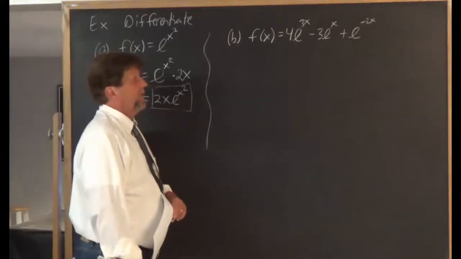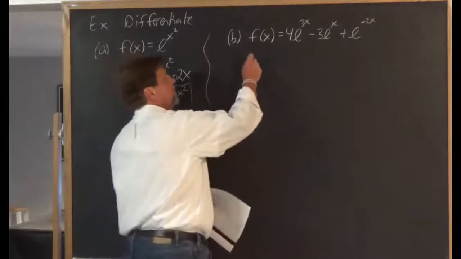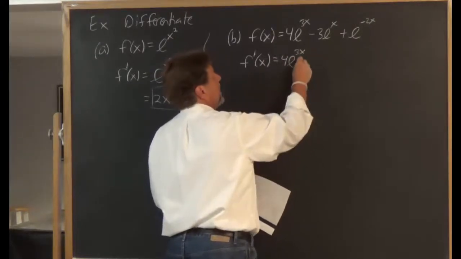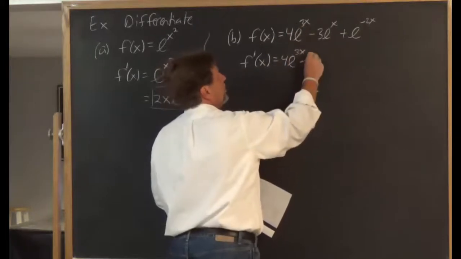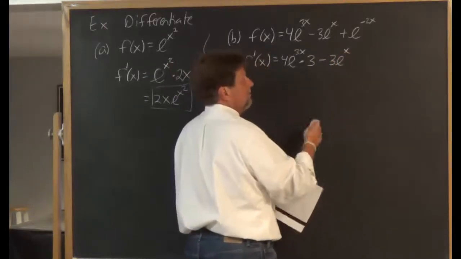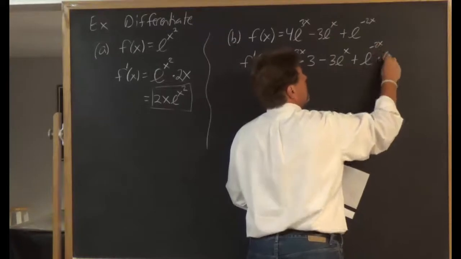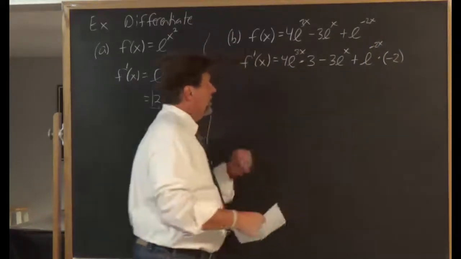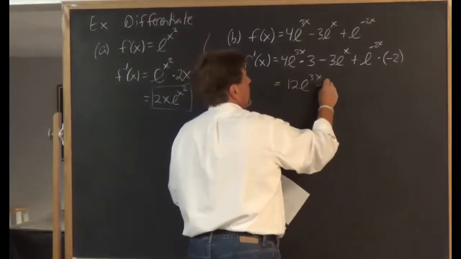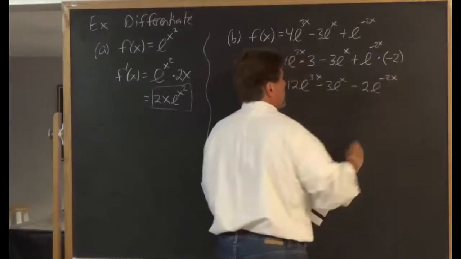Part B. Well, f of x equals 4e to the 3x minus 3e to the x plus e to the negative 2x. So we just do term by term differentiation. So we'd have 4e to the 3x times the derivative of the exponent, which is 3, minus, well, the derivative of 3e to the x is 3e to the x. And then this derivative, well, it's e to the negative 2x times the derivative of the exponent, which is negative 2. And I would clean this up just a little bit. I mean, 4 times 3 is 12. And here, why don't I write that as a minus 2e to the negative 2x.